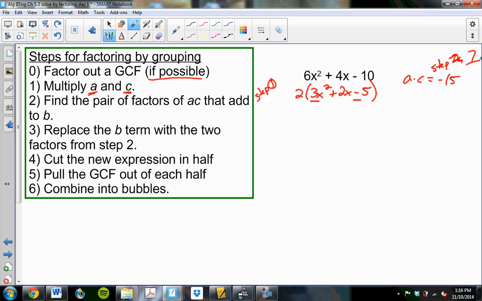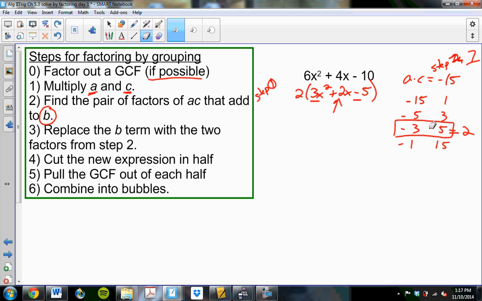Step 2, find a pair of factors of AC that add to B. This is kind of a weird step, but it's useful. I'm going to write out every factor of AC. Negative 15 times 1, negative 5 times 3, negative 3 times 5, negative 1 times 15. That is every pair of numbers that multiplies to negative 15. I want them to add up to B. I want them to add up to 2. This pair right here adds up to 2. That's my magic pair, the negative 3 and 5.